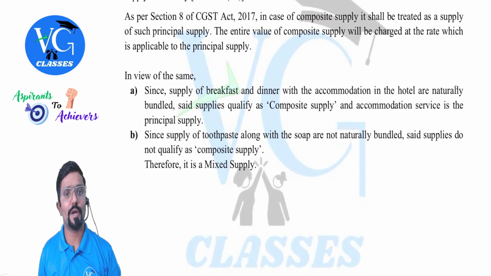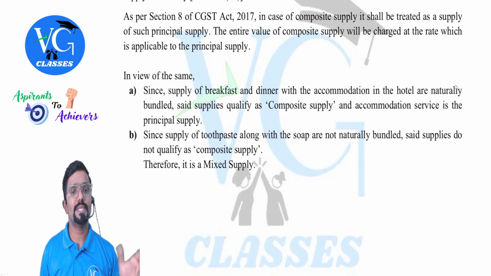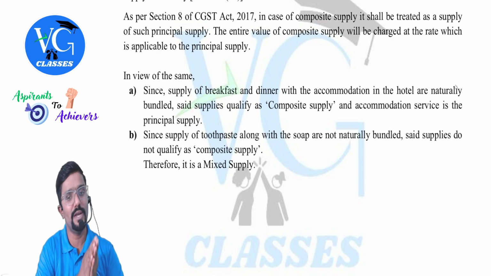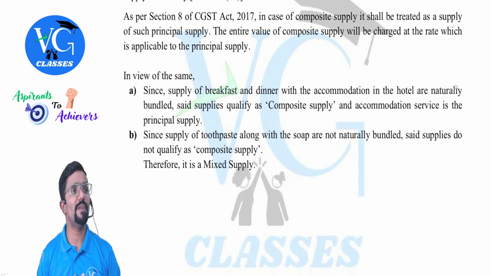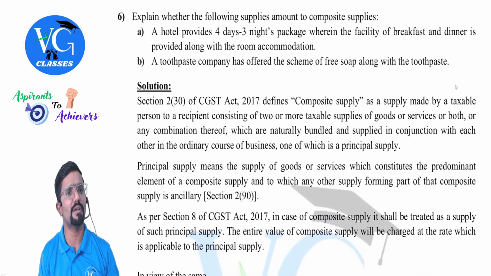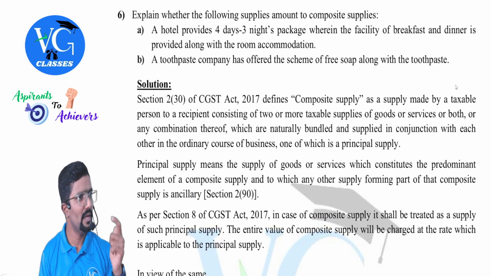In view of the same, the applicable provision we have told. Now, since supply of breakfast and dinner with accommodation in a hotel are naturally bundled, said supplies qualify as composite supply, and accommodation service is the principal supply there, guys. Okay. Sir, what about the rate, money and all? You didn't tell. Guys, they have not given any figure. You just tell, is it a composite supply and which is principal?